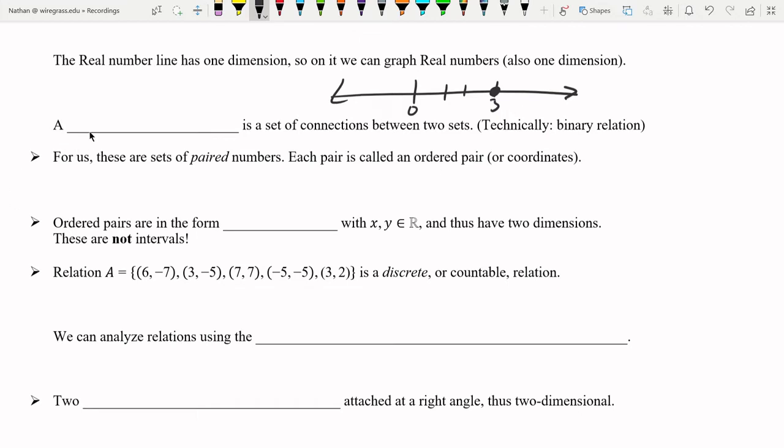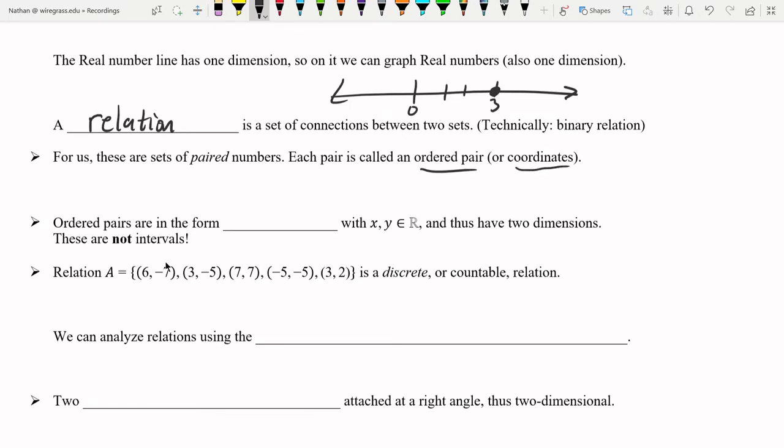So a relation is a set of connections between two sets. This is called a binary relation because it's between two sets, and that's really what we're going to be working with. Now, these sets are going to be paired numbers, so it's a set of numbers connected to a set of numbers. Each pair of numbers is called an ordered pair. We're also going to call them coordinates.